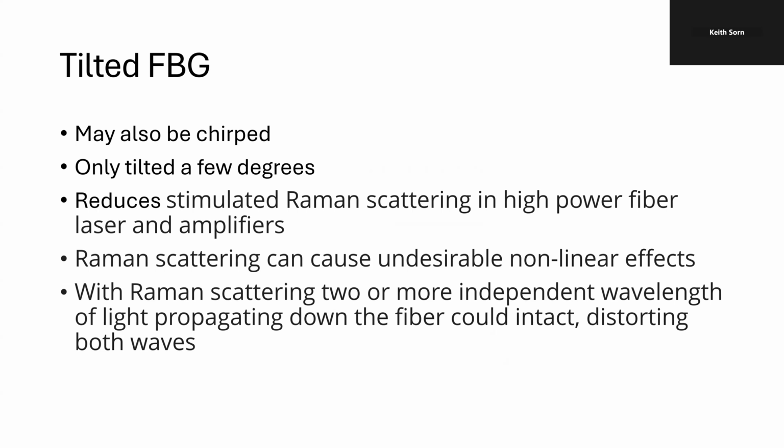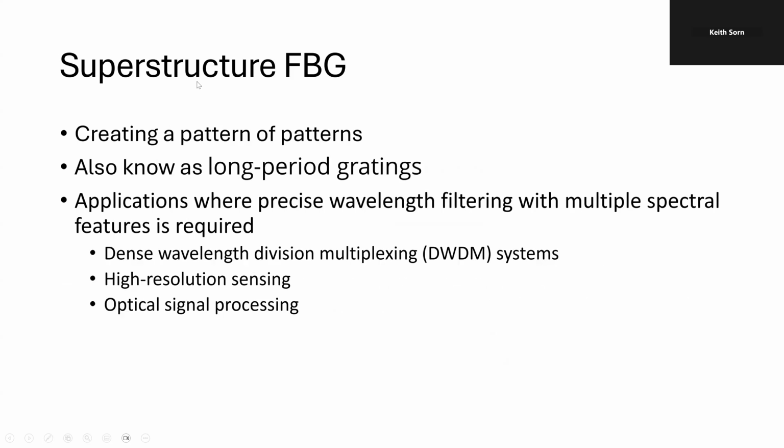What's that mean? Well, we're hoping that if we send two different wavelengths of light down the fiber, they don't interfere with each other. They're independent of each other. It doesn't matter the other one's there. Well, with Raman scattering, the two will interact, distorting both waves. So we don't want those effects, so we can use a tilted fiber Bragg grating.